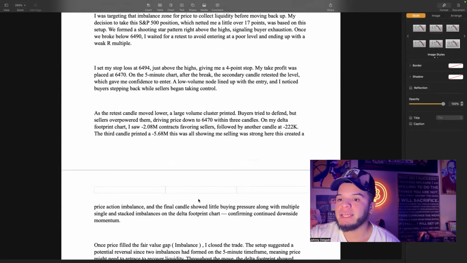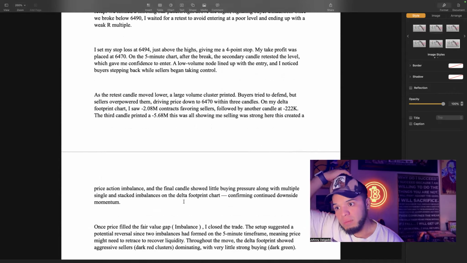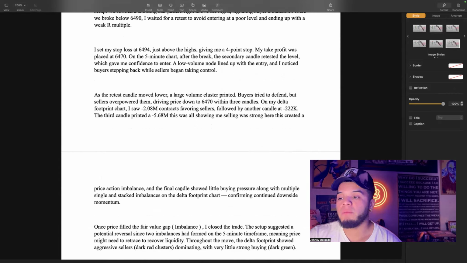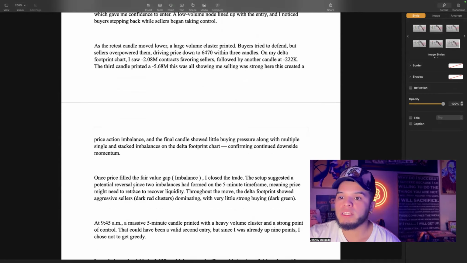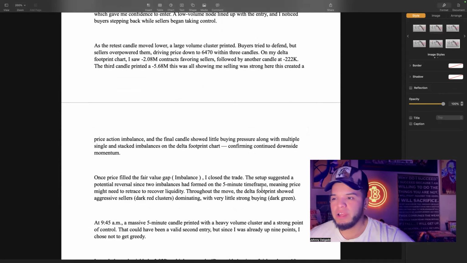This created price action imbalance, and the final candle showed little buying pressure, along with multiple single and stacked imbalances on the Delta footprint, confirming continuing downside momentum, which gave us that big drop to fully clear my take profit. Now, once price filled the fair value gap, the imbalance, I closed my position. It already hit take profit for me.